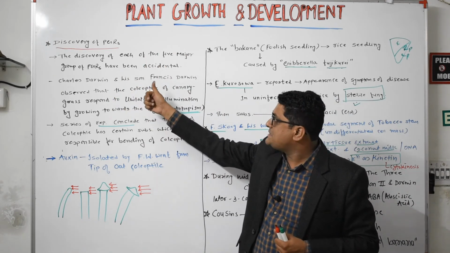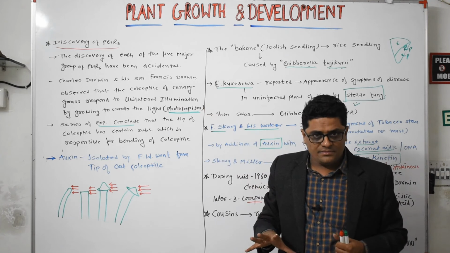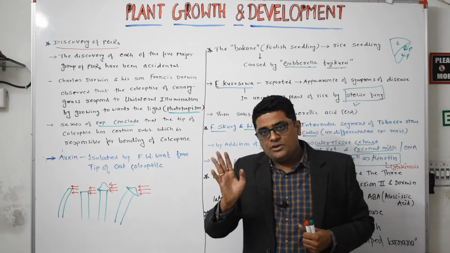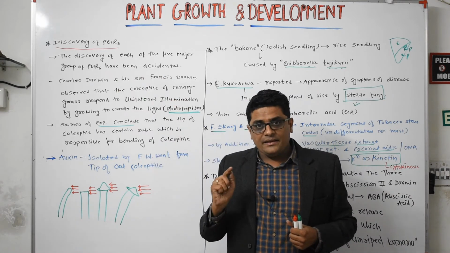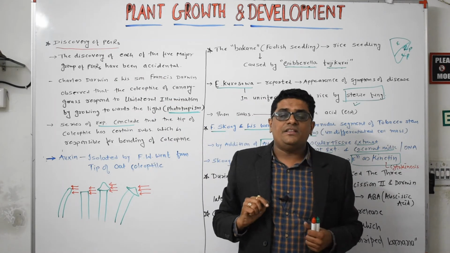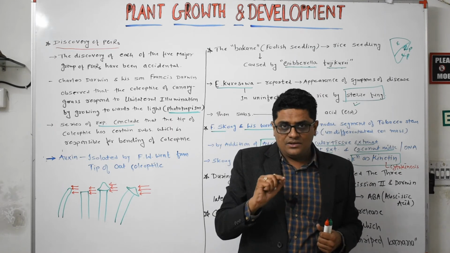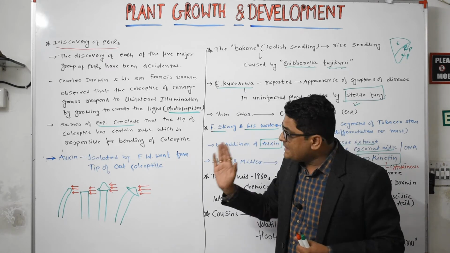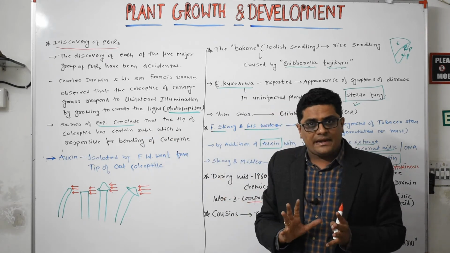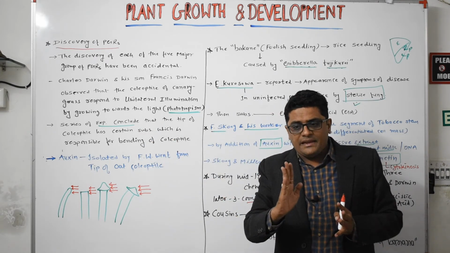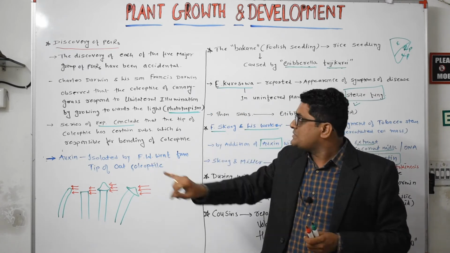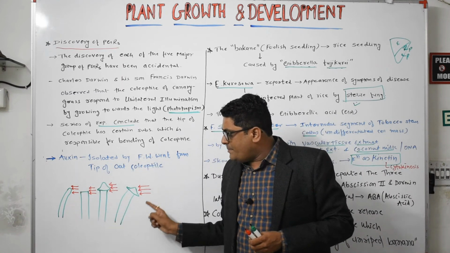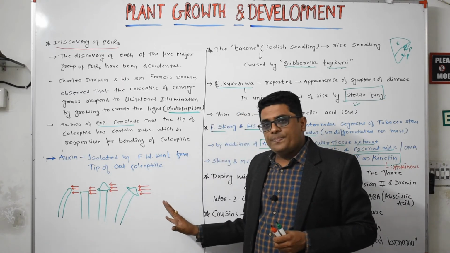Charles Darwin and his son Francis Darwin observed that the coleoptile of canary grass bends towards the light when unilateral illumination is applied on the tip of the coleoptile. Then a series of experiments concluded that the tip of the coleoptile bends towards the light, and that process is known as phototropism. It will be explained in this figure.